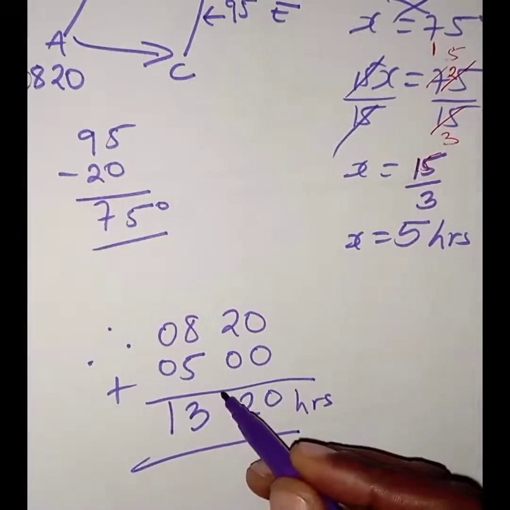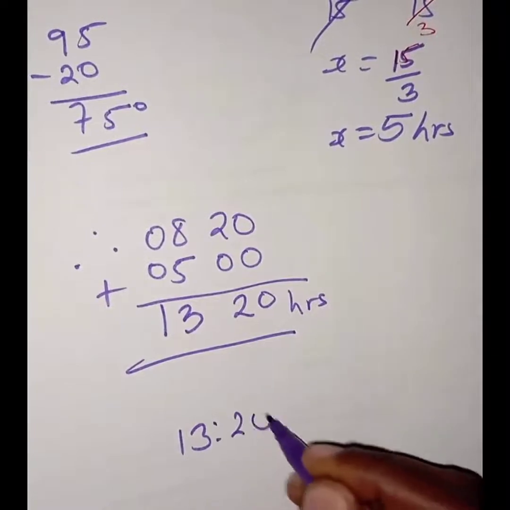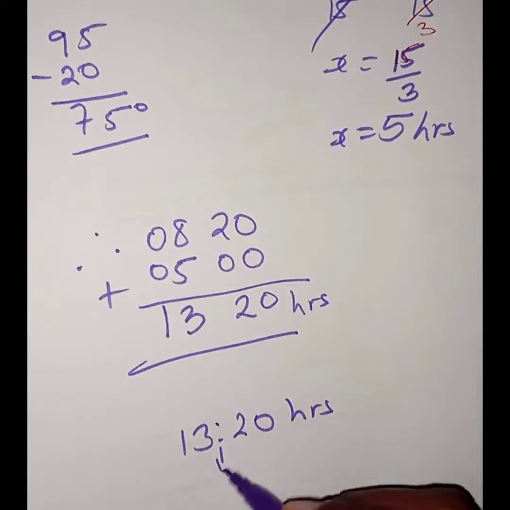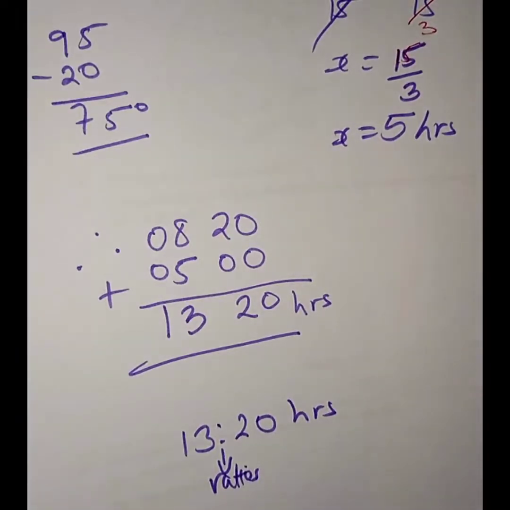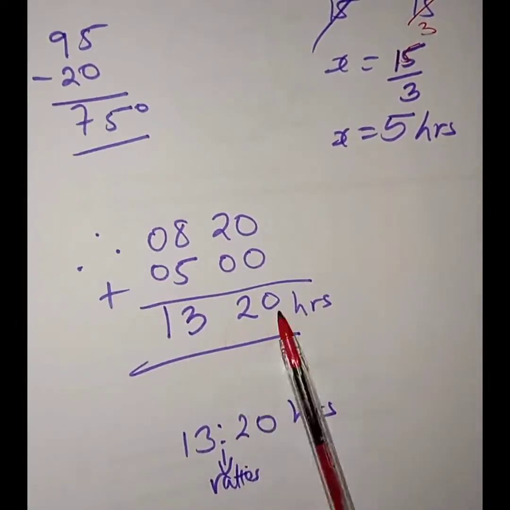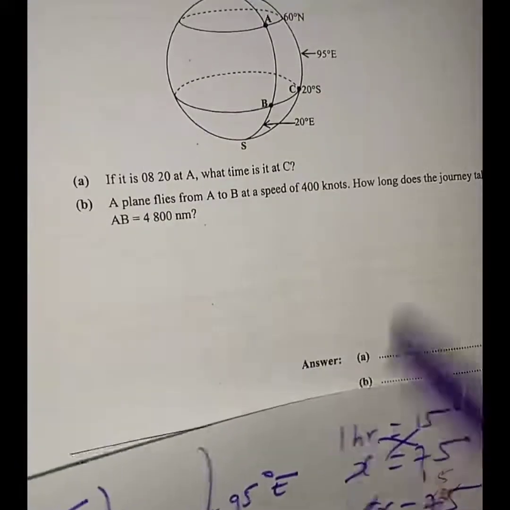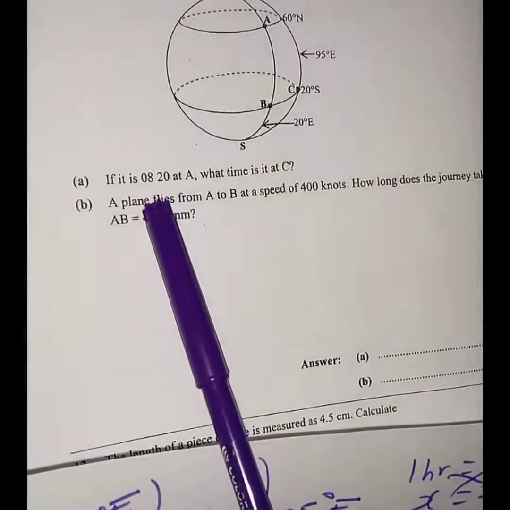So the time at C was 1320 hours. Don't put dots between the hours and minutes. In math, once you write time like that, just know that it is wrong. Those dots represent ratios, so don't use them. Leave a space to represent time, just like this. This is why in the question, as you can see, they didn't put anything. This is what you're supposed to do.